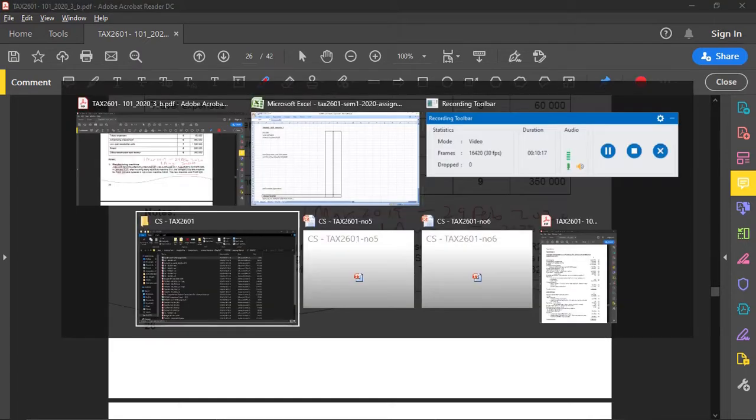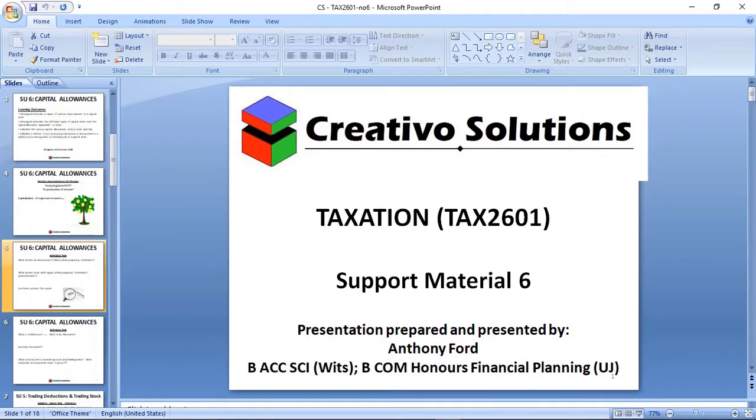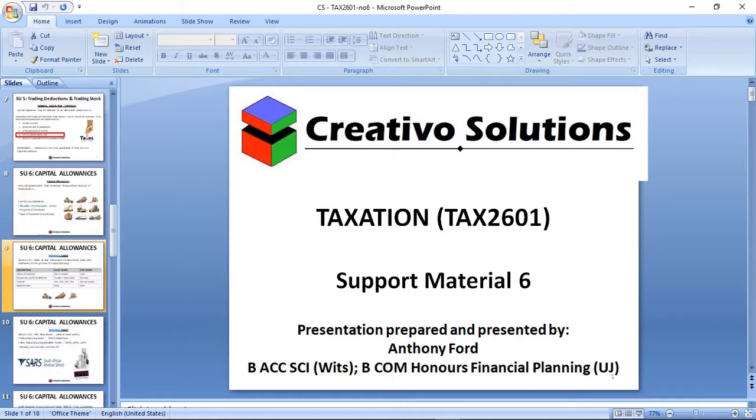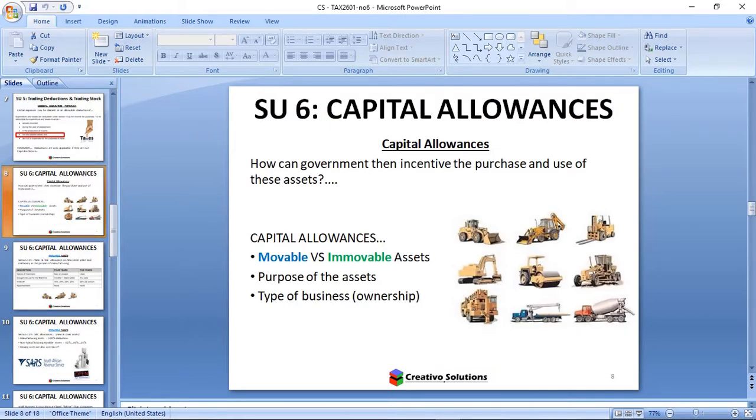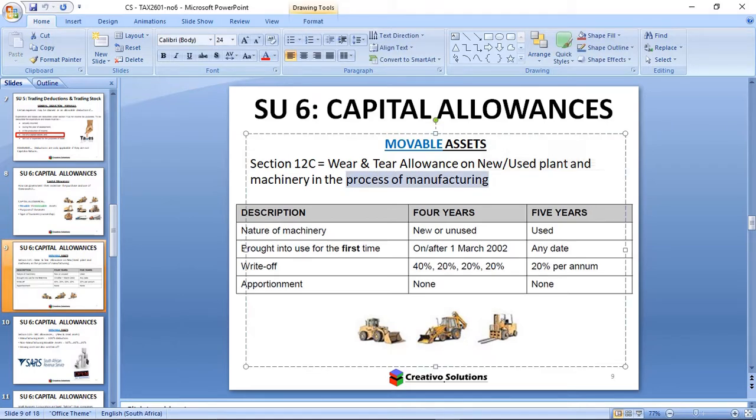The best approach, obviously you're going to have to study these before you go into your exam, but I'm just going to show you some revision as we go. I'm going to refer to the notes so you can see what I'm actually looking at. Capital allowances, this is the section we're looking at. Section 12C, wear and tear allowances on new or used plant and equipment, not property, used in the process of manufacturing. That's important. You can clearly see here that you've got two types of assets, new or used.